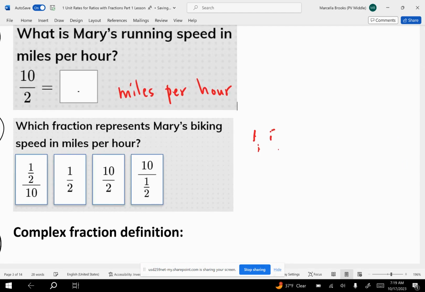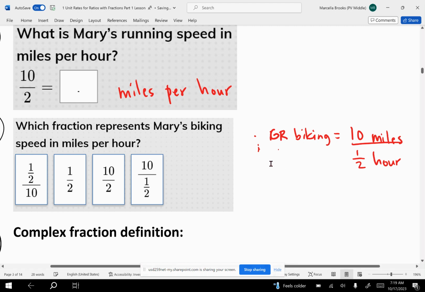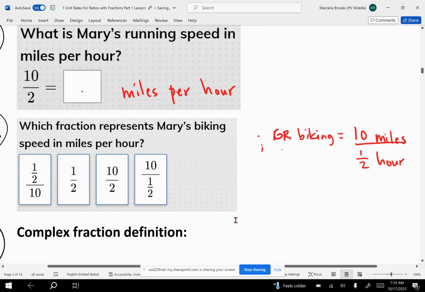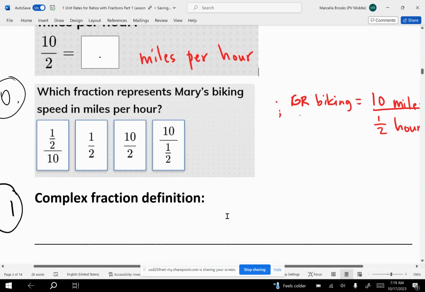So GR biking equals 10 miles over half an hour. So which of those fractions represents Mary's biking speed in miles per hour? I'll give you a hint, we just wrote it down.